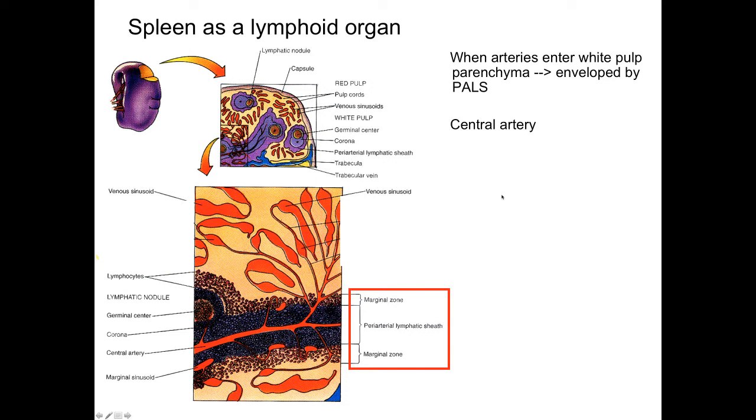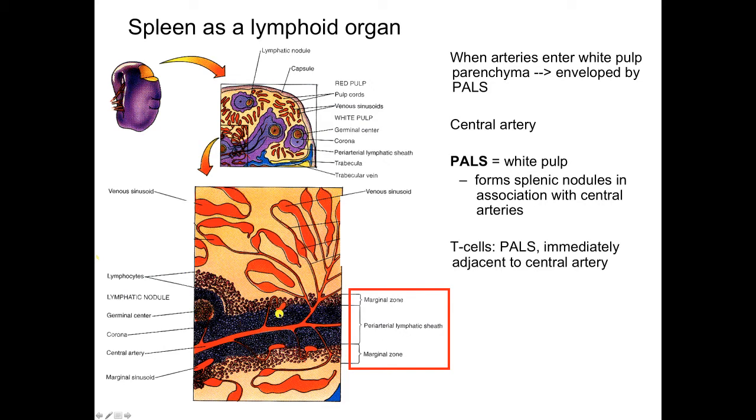The spleen is a lymphoid organ. Let's talk about that for a second or two. When arteries enter the white pulp parenchyma, they are enveloped by a periarterial lymphatic sheath. So that's what's shown here. Here's a central artery in the white pulp enveloped by this periarterial lymphatic sheath. This PALS, if you want, this periarterial lymphatic sheath equals the white pulp. That forms the splenic nodules in association with the central arteries. So here's the nodule that's a little bit eccentrically placed.